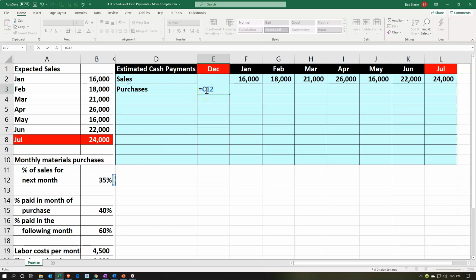So January, let's do that again. January sales up top, the 16, and then I have to hit the times button, times 35%. And we're going to keep on doing that all the way across. We've got, once again, this staggering kind of system.